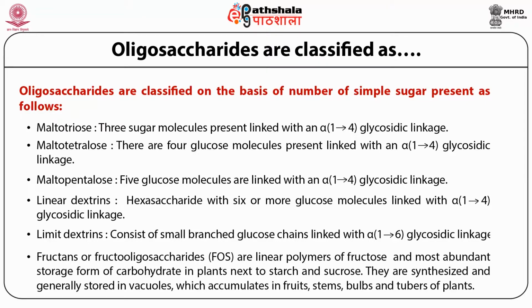The fructans are linear polymers of fructose and the most abundant storage form of carbohydrate in plants next to starch and sucrose. They are synthesized and generally stored in vacuoles, and accumulate in fruits, stems, bulbs, and tubers of plants.